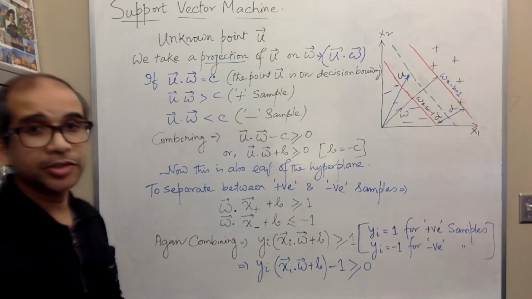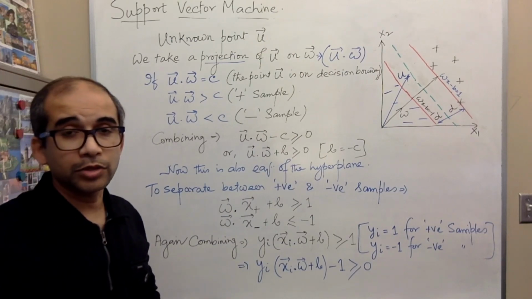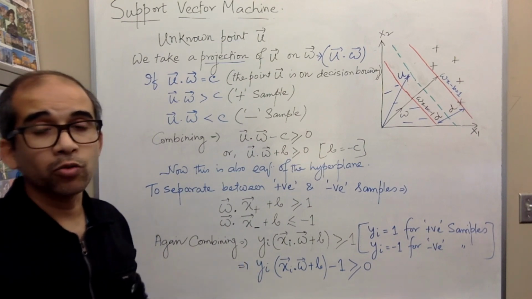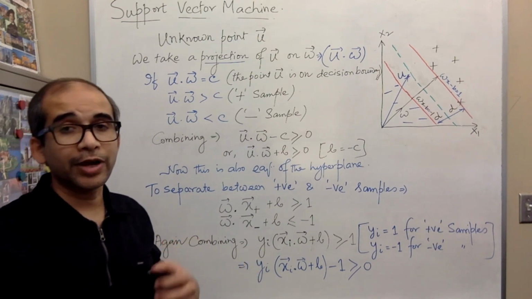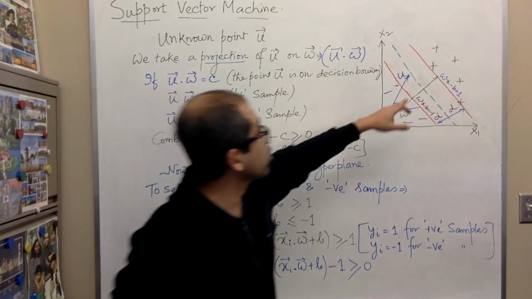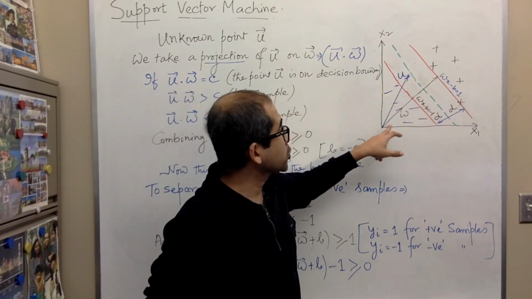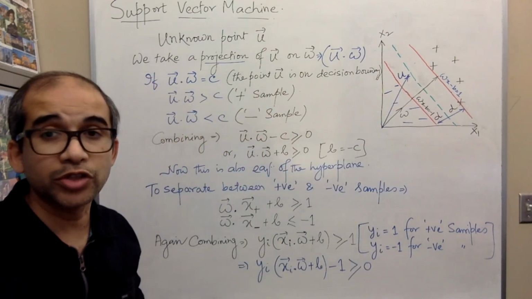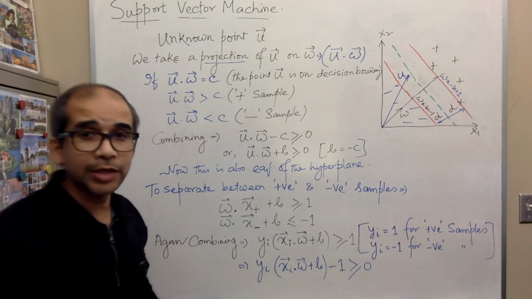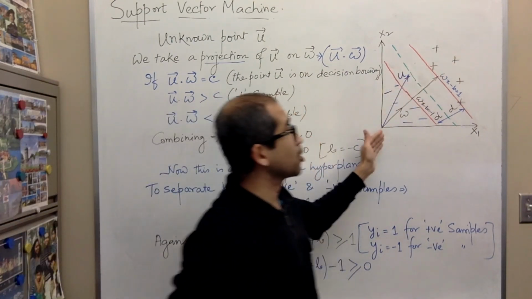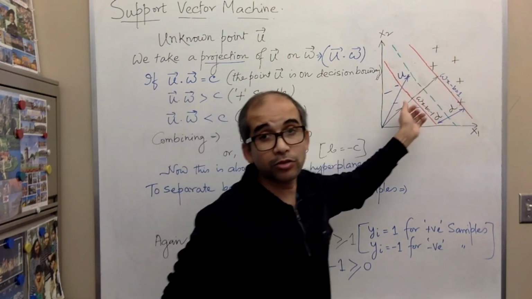Let's consider there is an unknown data point u, and we want to categorize it. We want to find out whether it should be on the positive side or the negative side. So let's say the unknown data point is here, and we connect it with the origin with a vector. So this is, let's say, the unknown u. How do we find out whether it should go to the other side of the road or this side of the road? That means to the positive sample or to the negative sample.